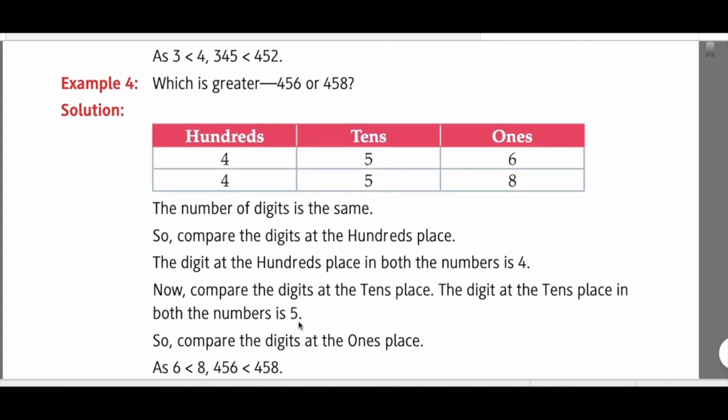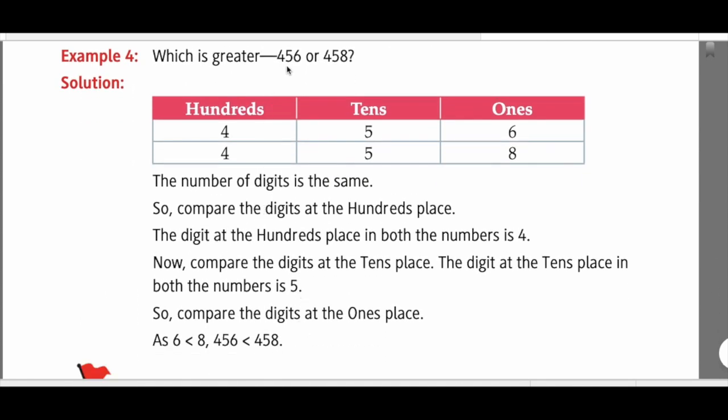Example 4. Which is greater? In the same way, here also we have two 3-digit numbers, and in the hundreds place we have 4 here and 4 here also. What did I say? When you have the same numbers in the hundreds place, you have to see the numbers in the tens place. Here we have 5 in the tens place, and here also we have 5 in the tens place. When you have the same number in the hundreds place and tens place, you have to see the number in the ones place. Here in the ones place we have 6 and in 458 we have 8. Which is bigger, 6 or 8? It is 8.